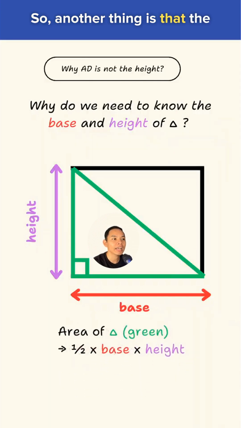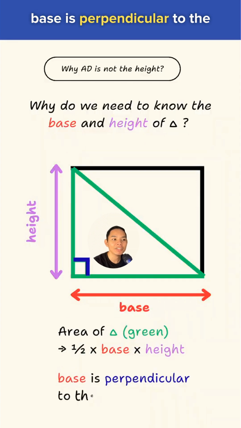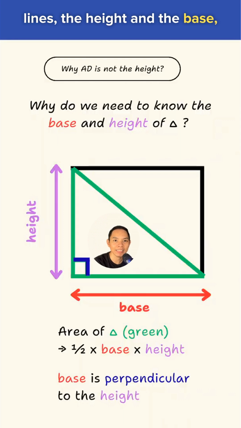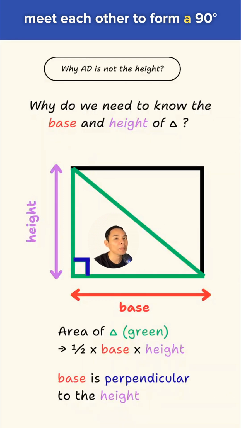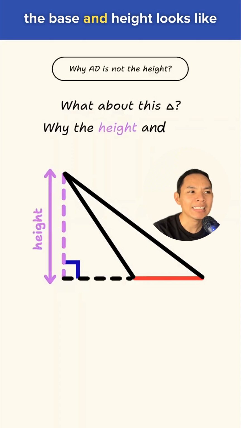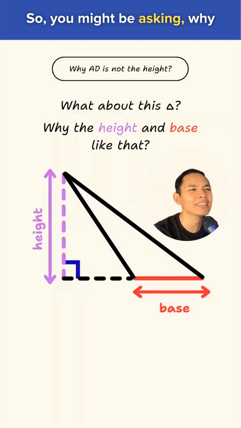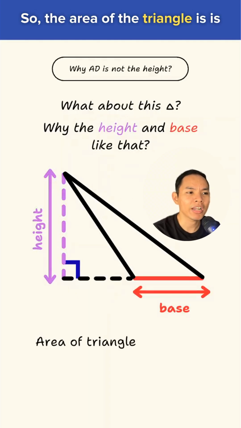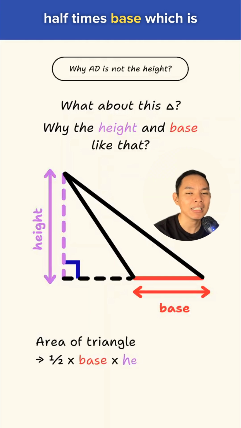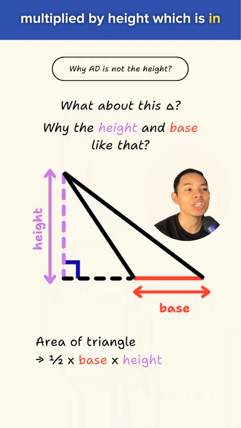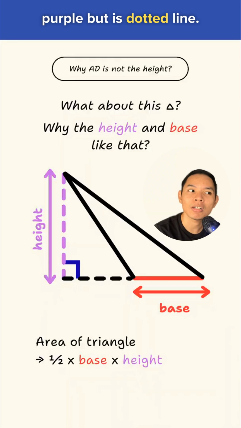Another thing is that the base is perpendicular to the height, meaning that these two lines, the height and the base, meet each other to form a 90-degree angle. So let's move to another type of triangle where the base and height look like this. You might be asking, why the height and base like that? The area of the triangle is half times base, which is highlighted in red, and multiplied by height, which is in purple, but is a dotted line.